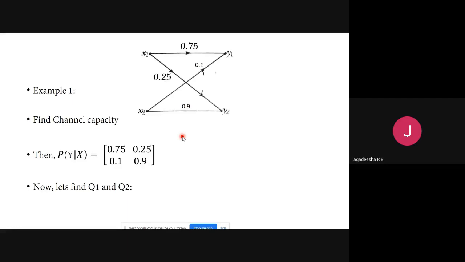So we have two parameters here, Q1 and Q2, because the size of this setting is 2×2. So how to find out Q1 and Q2? This is the channel matrix PYX multiplied by Q1, Q2. That should be equal to P11 log P11 plus P12 log P12. Similarly, 0.1 log 0.1 and 0.9 log 0.9, that is P22. Okay, so this row gives us the total information generated by the first input source, and this gives us the total information generated by the second source, X2.